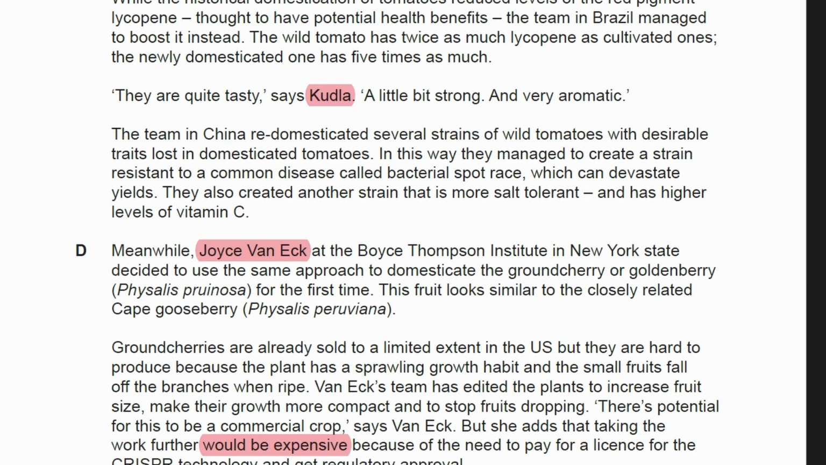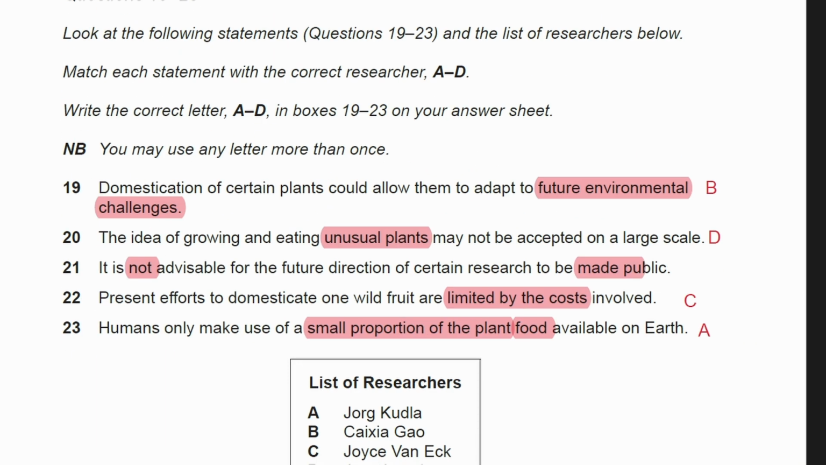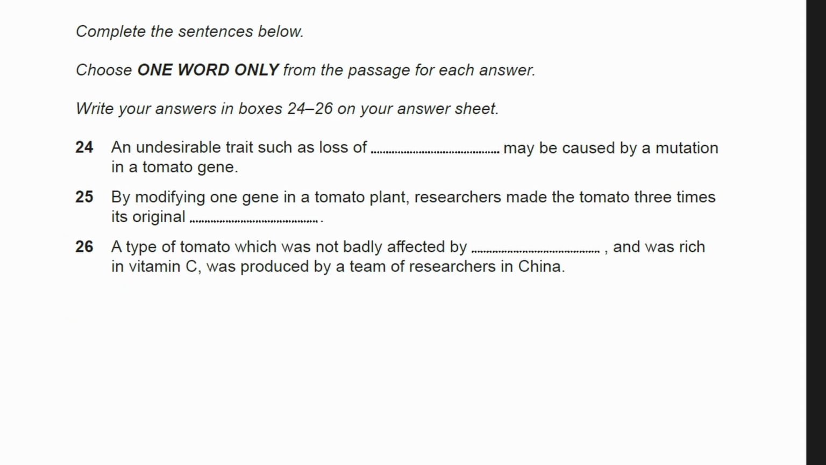And the last paragraph talks about how Kudla didn't want to reveal the details about his research, which means he did not want the information about the research to be made public. The answer to question number 21 is A. Let's look at the remaining questions.